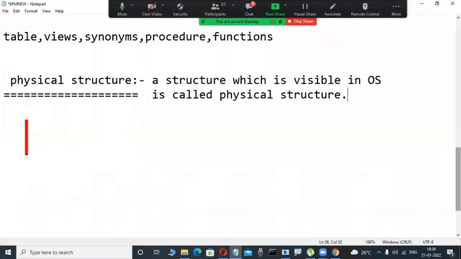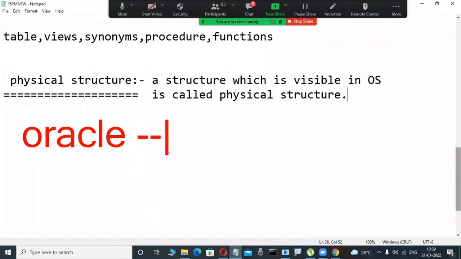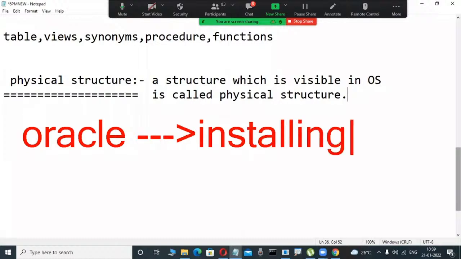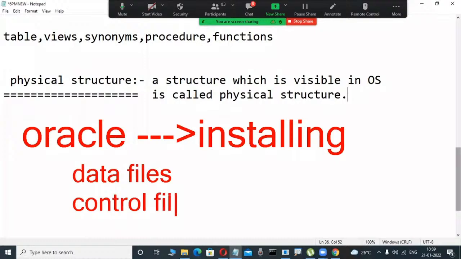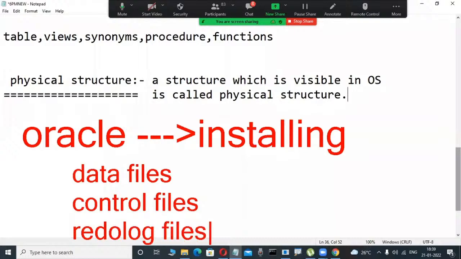Same like that in our software, Oracle is a relational database software. MySQL, SQL Server, we are installing, for example. Whenever I'm installing Oracle, automatically some physical files are created. Some physical files that are called data files are created. .dbf files, control files are created, and also redo log files are created. You don't have an idea about all these things. In the future DBA concept, this is a rough introduction in our course.